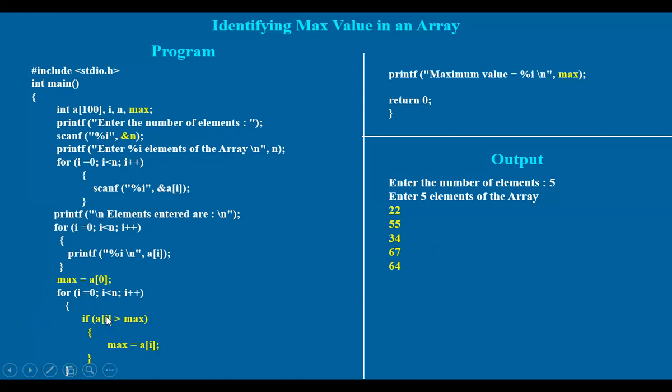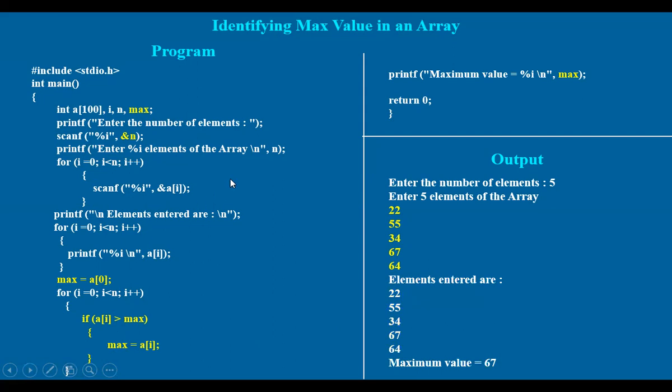It continues. Again, it compares 64 and 67. 64 here, previous value 67. So it is false. 64 is not greater than 67. So nothing happens here, and the maximum value will finally be left as 67. So like that, the final value of max will be displayed. Here the entered elements are also displayed, and the maximum value is 67. Like this, we can operate on the array elements.